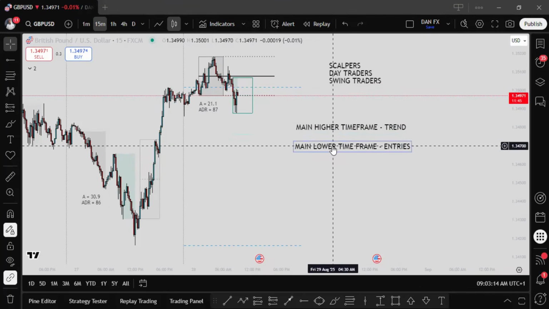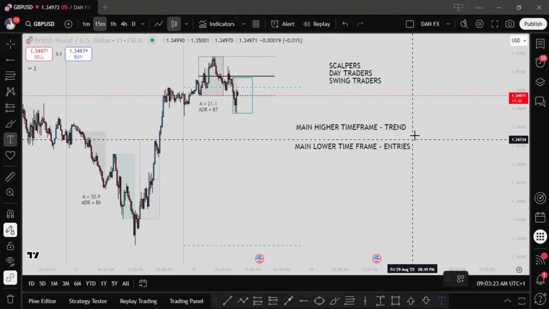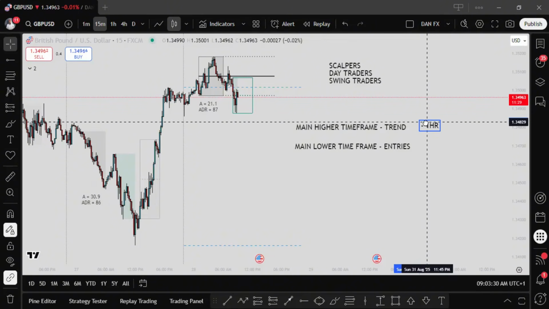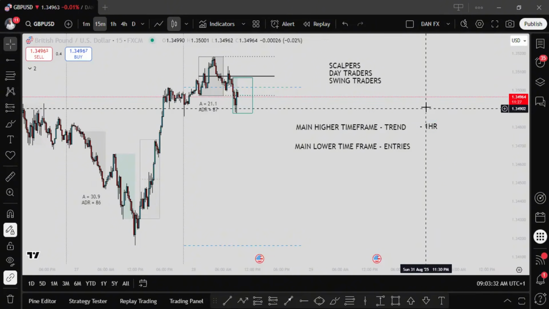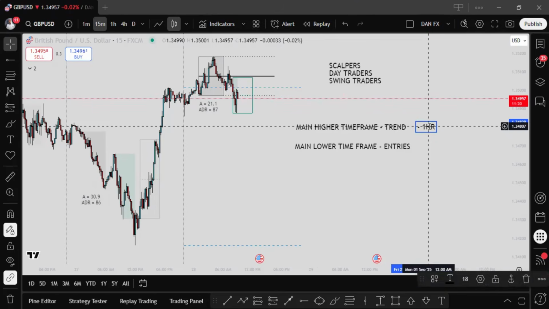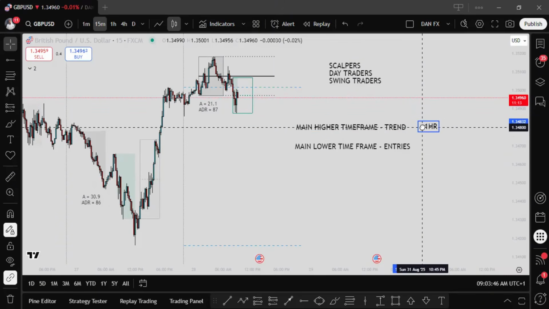Now let's say I'm a day trader. What's going to be my main higher time frame? My main higher time frame is going to be the 1 hour chart. It's going to be the 1 hour chart. Sometimes I might go to the 4 hour if things are not too clear. But my main time frame for doing my top-down analysis, for identifying the trend or market behavior or market structure, would be the 1 hour time frame.